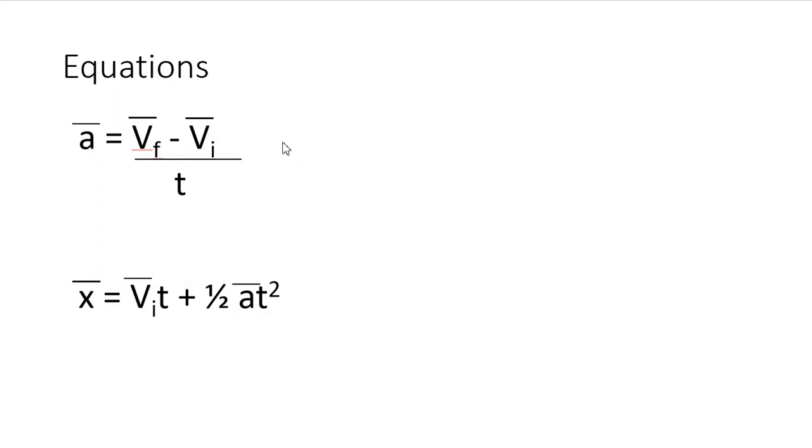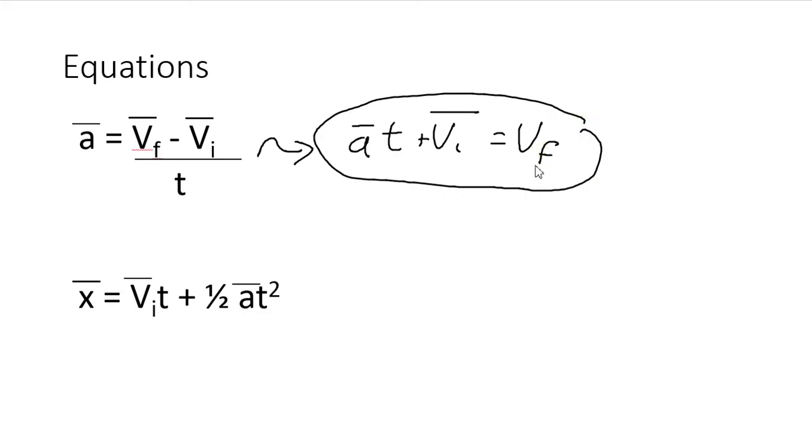For example, it's certainly common to rewrite the first equation and solve for final velocity. If I want to get final velocity by itself, I'm going to multiply both sides by time, giving acceleration times time, and then I'm going to add the initial velocity to it. And now I have this. Is it a new equation? No. It's the same equation written in a different way. So we'll see a lot of these equations pop up.